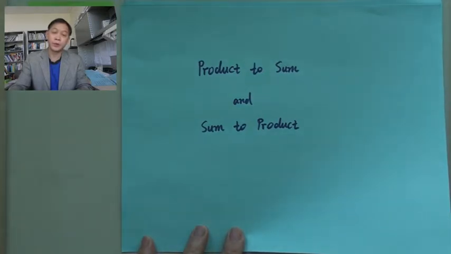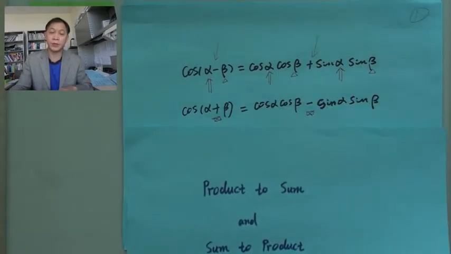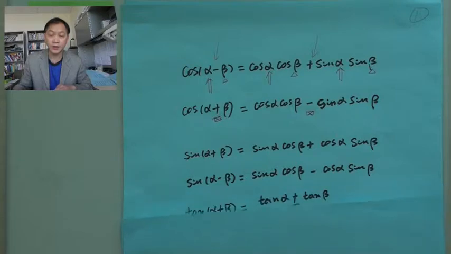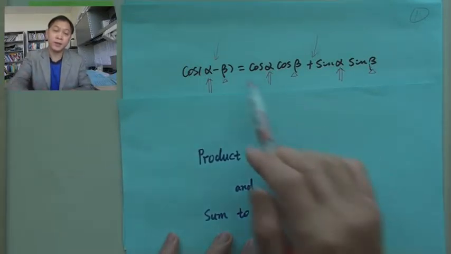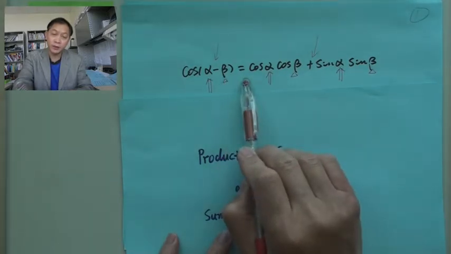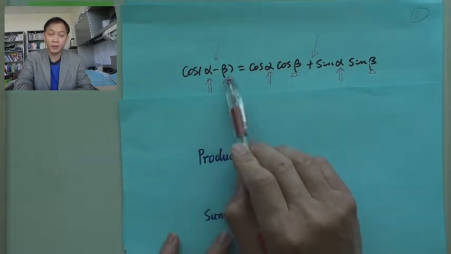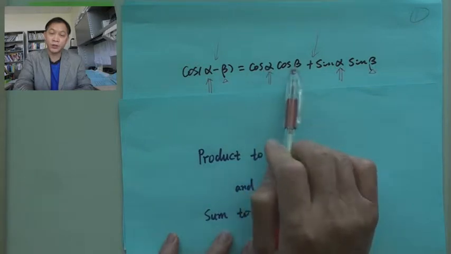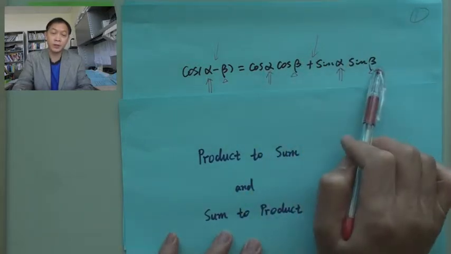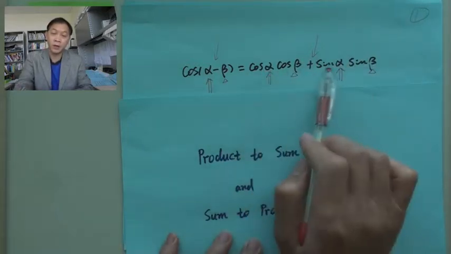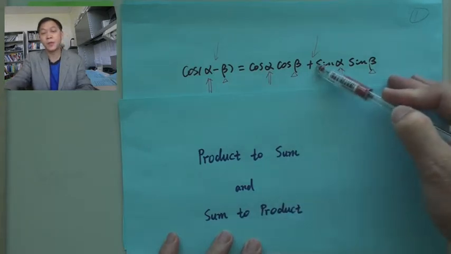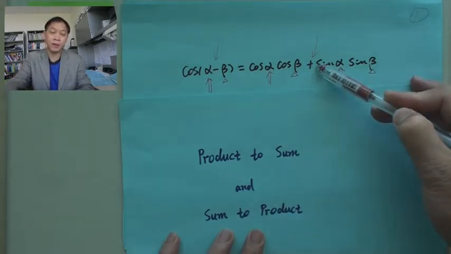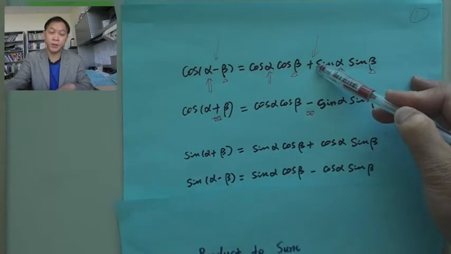Let's review the formulas we had before. You see, previously we said this is the very beginning formula. Cosine alpha minus beta is cosine, cosine, sine, sine, and then alpha, alpha, alpha, beta, beta, beta, minus, plus. From here we have derived three other formulas.